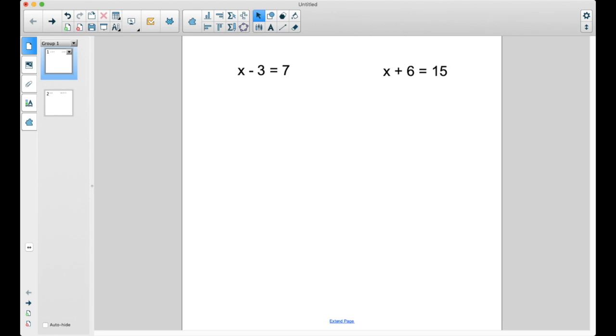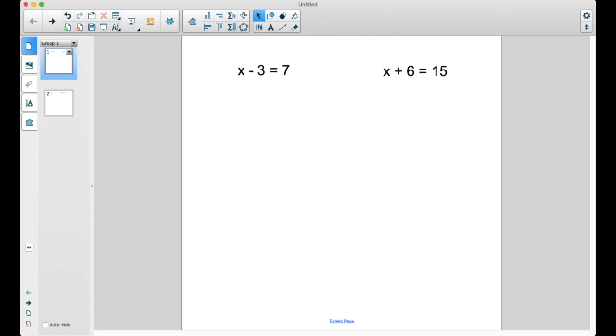Now, for most of you out there, you're going to tell me that the answer has to be 10. And you're absolutely right. 10 minus 3 does indeed equal 7. Now, we want to look at an algebraic approach and try to figure it out using proper mathematical steps. In order to do so, we have to do something called isolating our variable. To isolate a variable means to get it by itself on one side of an equation.